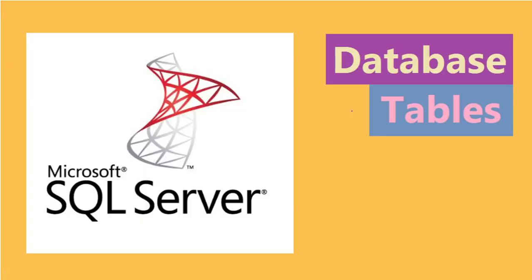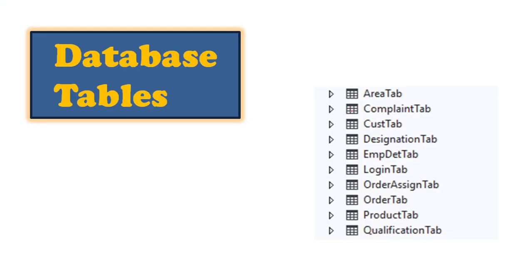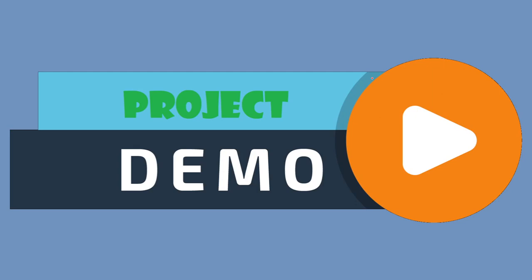Right, so database tables, we are using Microsoft SQL Server as a backend. Here I'll show you what tables we are using. In each form the data we enter has to go to the tables. Therefore we are using all these tables: area table, complaint table, customer table, destination table, employee table, login table, order assign, order, product, qualifications. Each form will send its corresponding data to these tables. So these are the tables used in this project. Project demo, now I'll demonstrate the project for you.